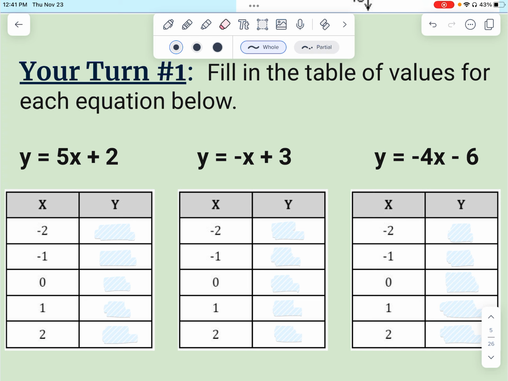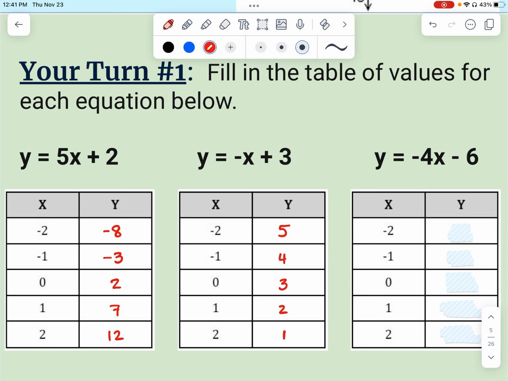All right, at this point, we should be done with your turn number 1. So here are the answers. When I plug in negative 2, negative 1, 0, 1, and 2 into the first equation for x, I get a y value of negative 8, negative 3, 2, 7, and 12. When I do the same thing for the second equation, the solutions I should get are 5, 4, 3, 2, and 1.